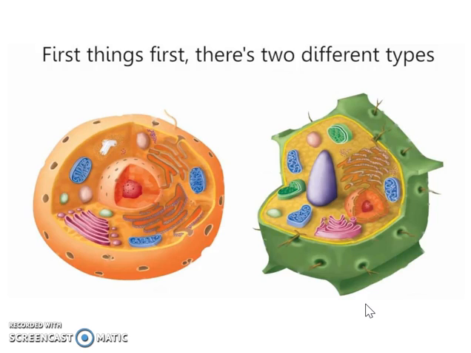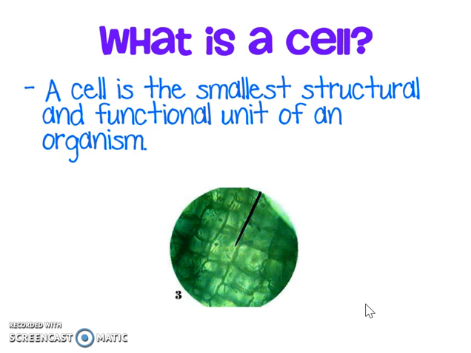To the left, we have our animal cell. That's what we have. And to the right, you have plant cells. A lot of the things that are inside of these cells are the same, but there are some differences, and we're going to go through those. Okay, so what is a cell?